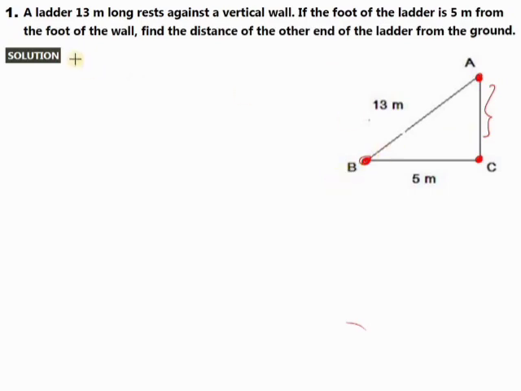Let me write down the solution for you. So let AB be the ladder resting against the wall.